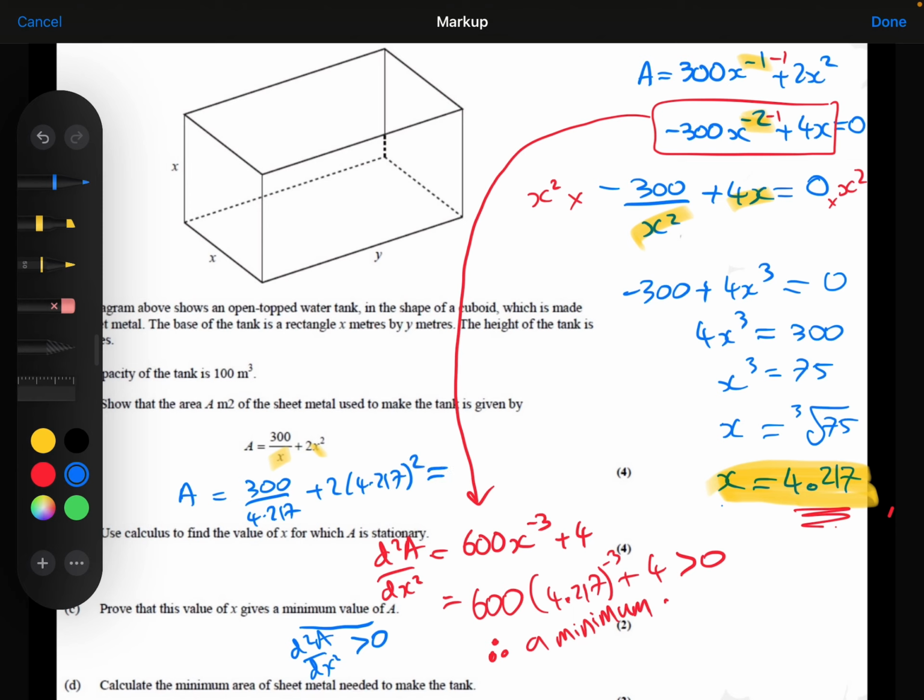So if I do that, we find that the minimum area of metal needed is 106.7 meters squared. And that's my answer for part D.